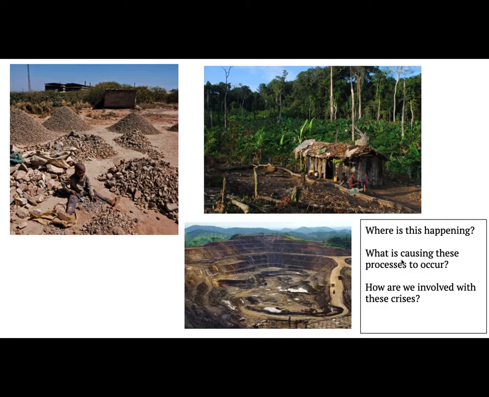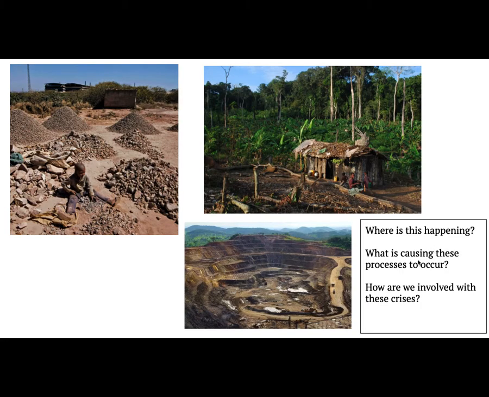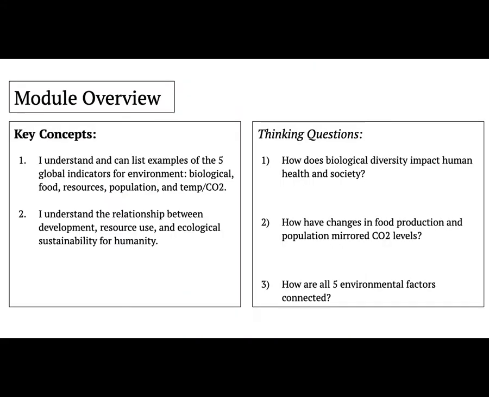Where do you think this is in terms of the world? What is causing these processes to occur in terms of the photos and the things that are happening within these different images? And how do you think we as Americans, Vermonters, developed countries are involved with these crises?